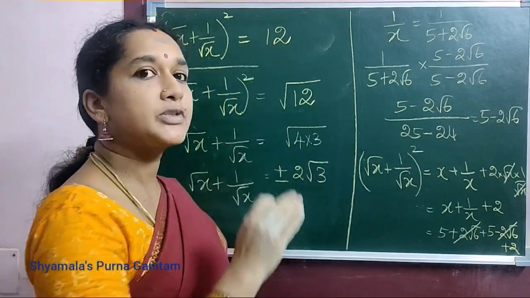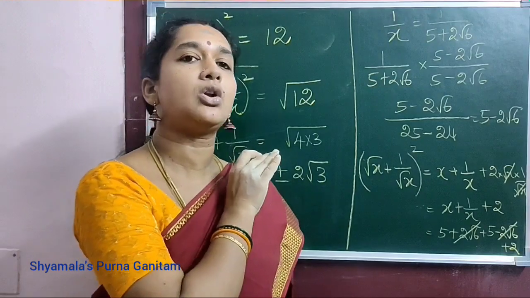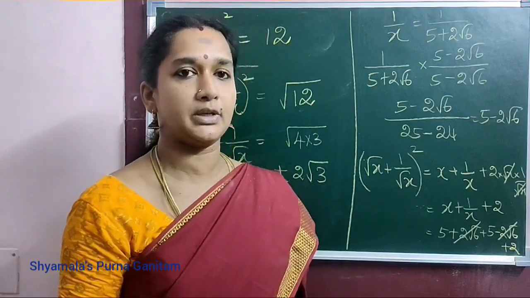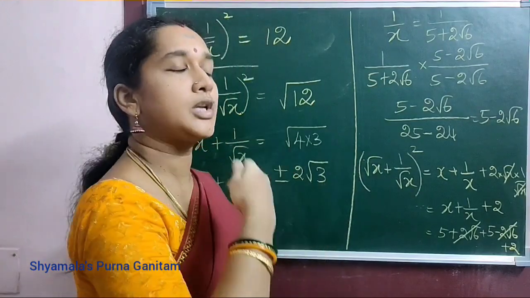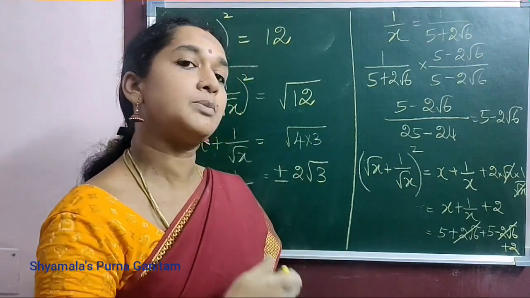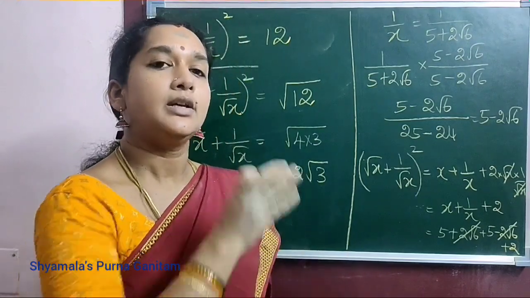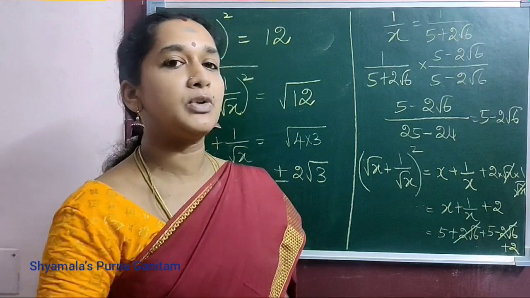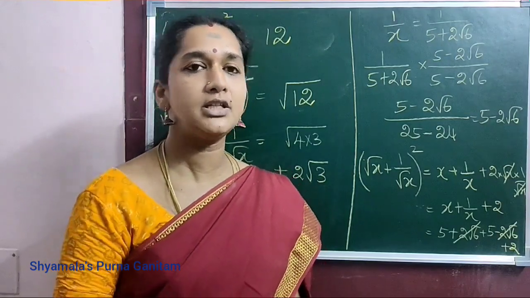So, I have solved 6 sums, all 6 varieties of sums. So, you try these 6 varieties of sums with different numbers. This rationalization topic will be covered. 100% it will be covered.